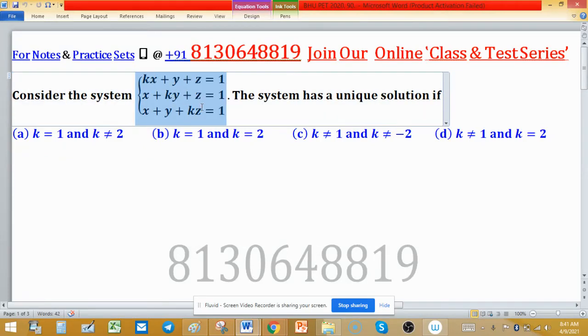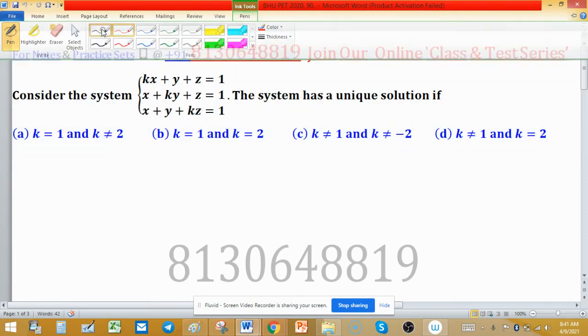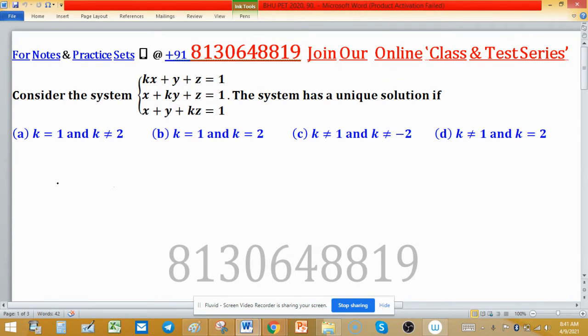Consider this system has a unique solution if the condition on k is given to us. Options associated with this problem are given. So the system has a unique solution in terms of rank. We can say the rank of the coefficient matrix equals the rank of the augmented matrix equals the number of variables.